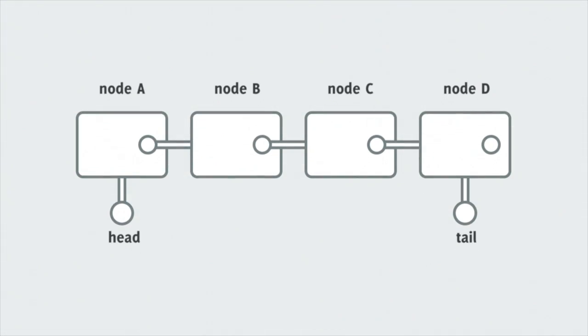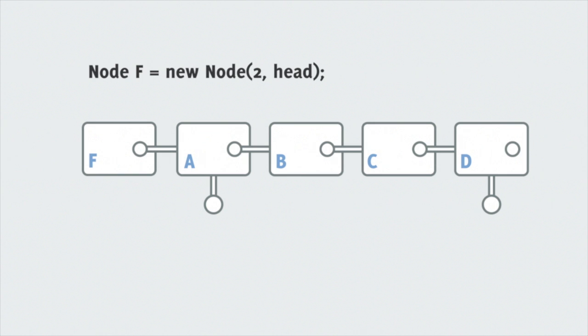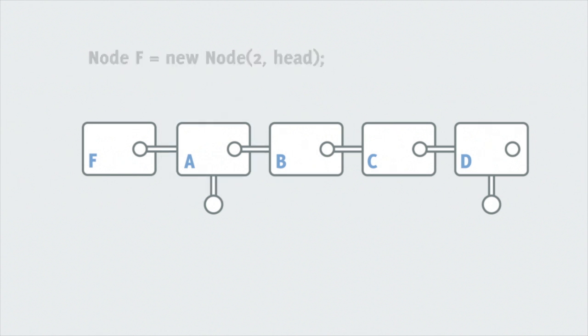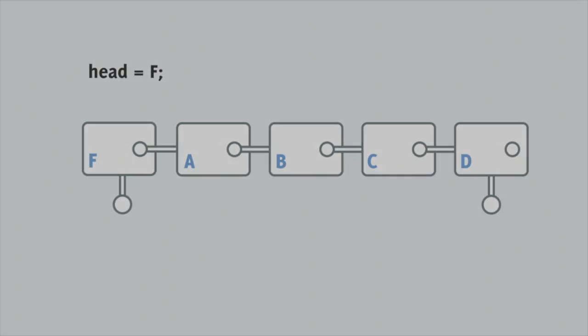Adding a new node to the beginning of a list is again relatively simple. There's no need to traverse the entire list. You simply need to create a new node and connect it to the head. In this example, node F has a data value of 2 and refers to the same node that the head references. Because you want the new node that has been created to sit at the beginning of the list, you will need to update the head reference. This is done by simply reassigning the head to refer to this new node F.